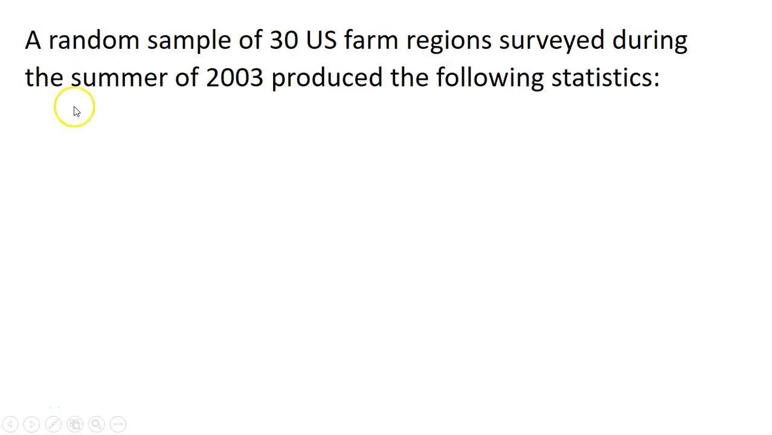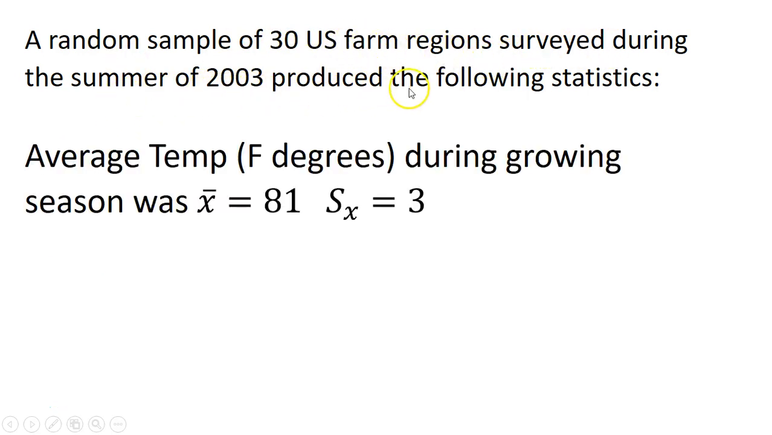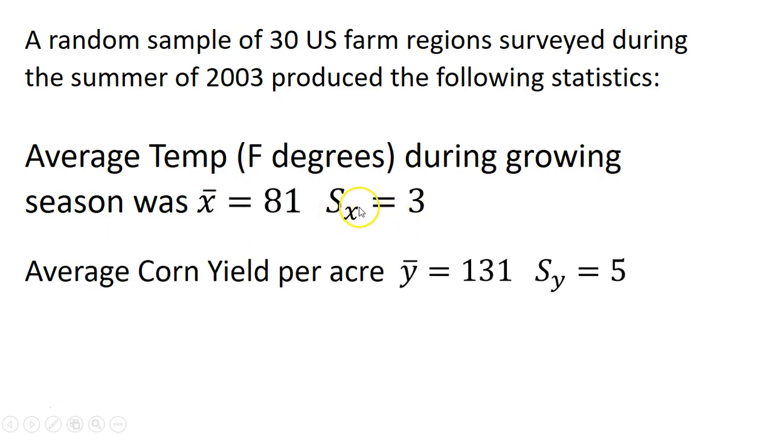So try this example. A random sample of 30 U.S. farm regions surveyed during the summer of 2003 produced the following statistics. Average temperatures during the season were this, and their standard deviation. Great. Okay, so we got the average temp and the standard deviation. The average corn yield was this, and that was the standard deviation for that. And I know the correlation.